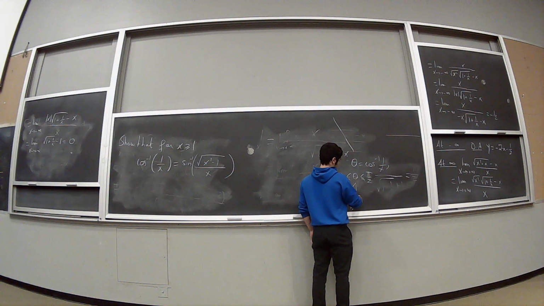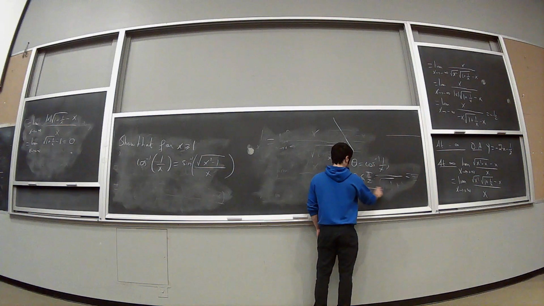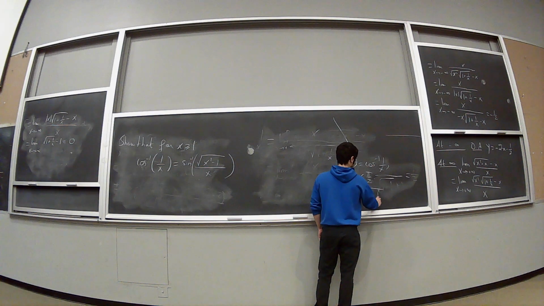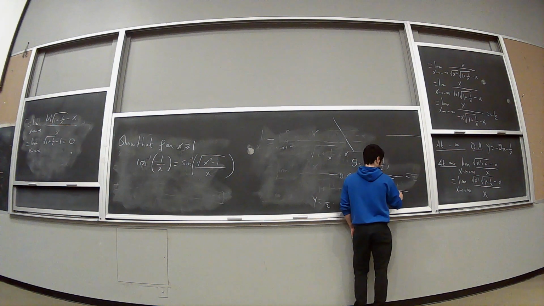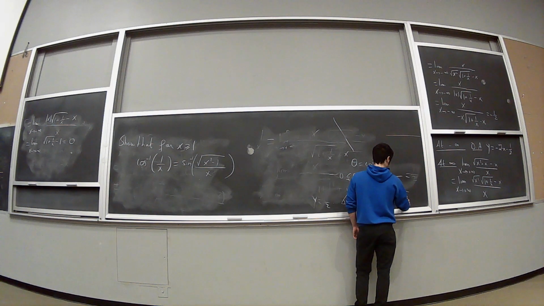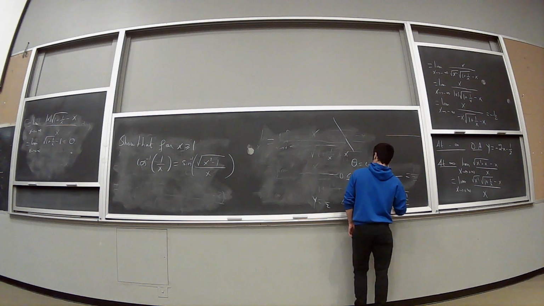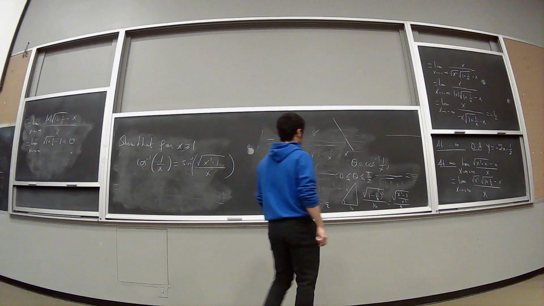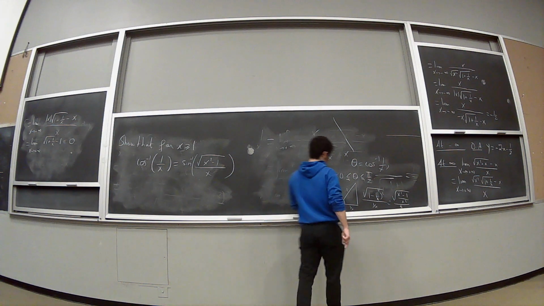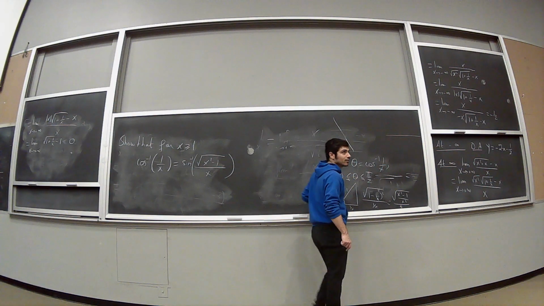So what is tangent theta? Tangent theta is the opposite over adjacent. So the opposite is the square root of 1 over x squared divided by 1 over x, and you have x squared minus 1 over x squared divided by 1 over x. Wait. Oh, you're looking at sine. Sorry. Sine of theta. Yeah. Okay. Yeah.